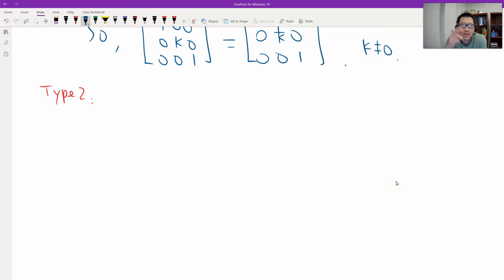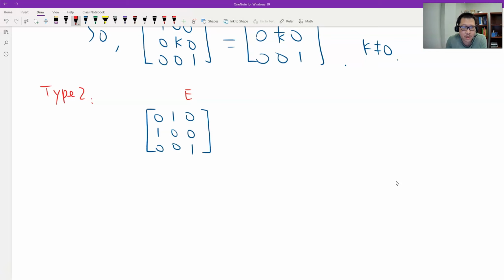The second type is interchanging two rows. Let's look at this elementary matrix. Oh, sorry, I made a mistake. Here should be 1. This is the elementary matrix. It was obtained from the identity by interchanging the first two rows.